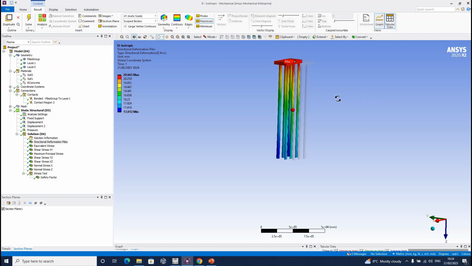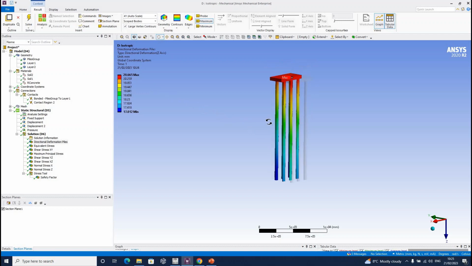So in this case, this is useful because if you are interested in the study of the settlement of the foundation, this problem is telling you that the deformation or the settlement at the tip of the pile, as you can see in blue in here, is about 17 millimeters, and the cap has the maximum settlement equal to almost 21 millimeters.